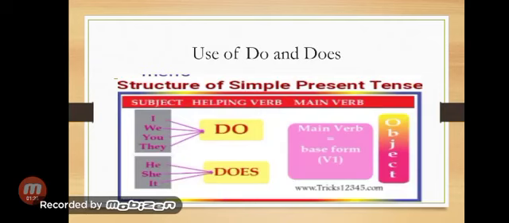When we make negative and interrogative sentences, we use do and does. We use do with I, we, you, and they. We use does with he, she, and it.